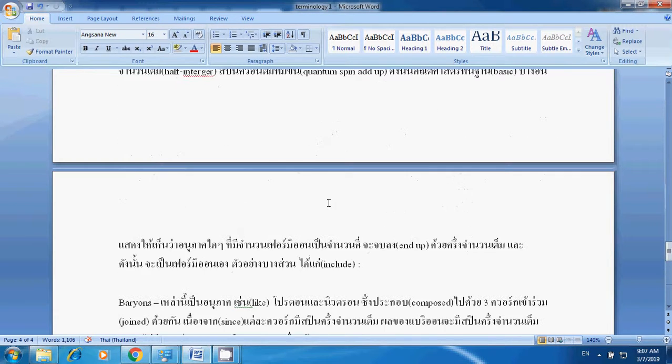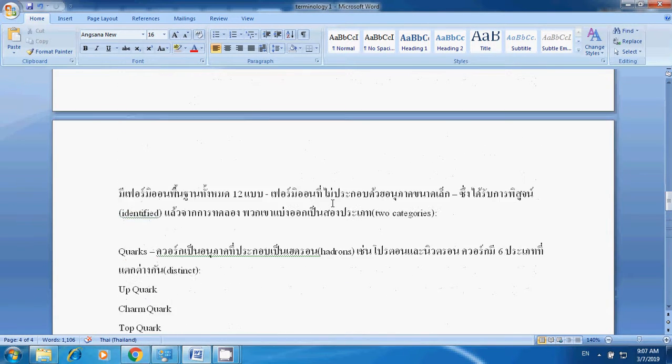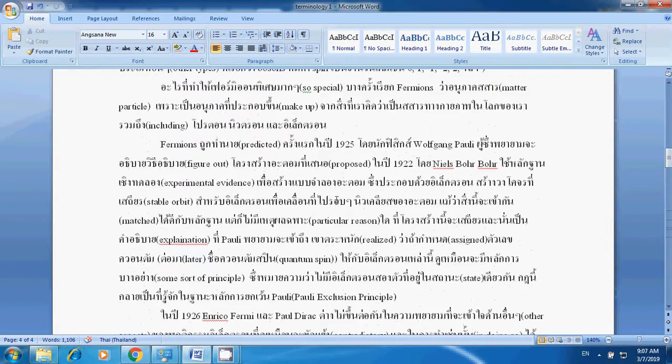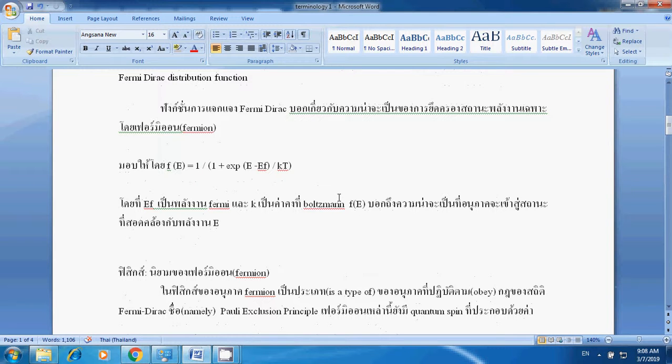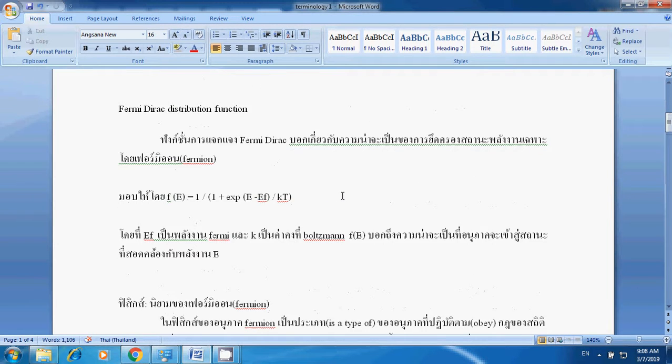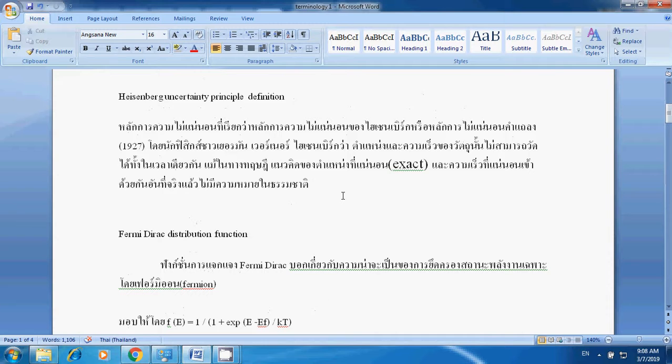Okay, so hopefully this is helpful about terminology, and then you can practice and recall the definition of each of them. I will do more later on.